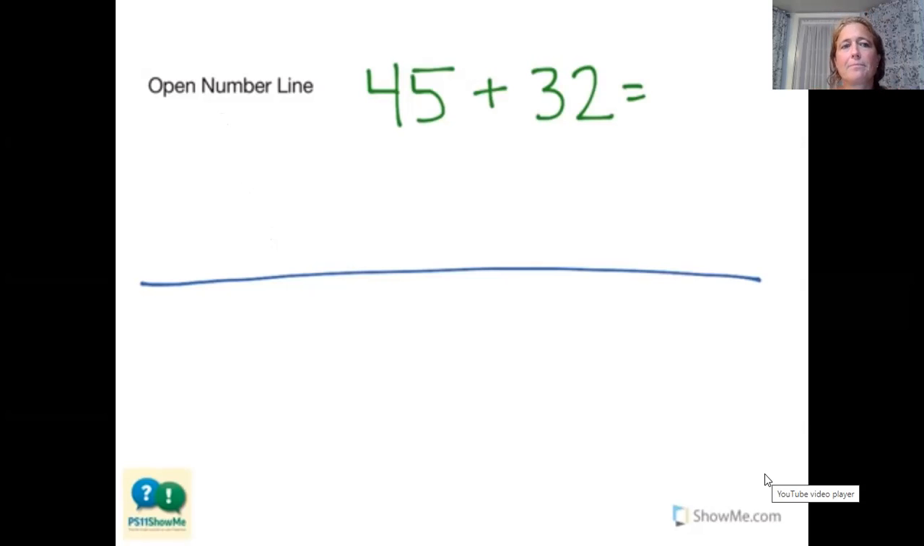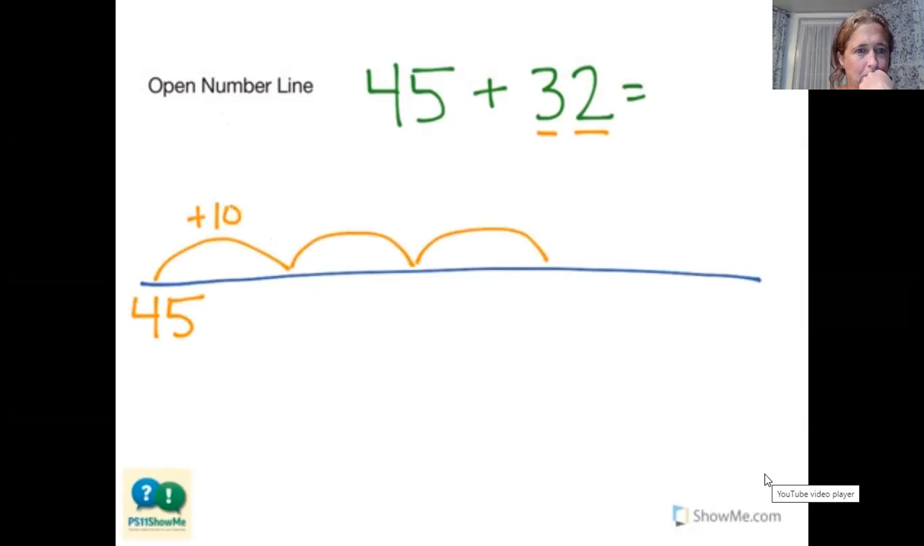So the first thing I need to do is draw my open number line, which I have here, and place my starting number, which in this case will be 45. Now I'm going to add by place, adding the value of each digit in 32. First, I will add 3 tens and represent that with 3 jumps and label. Plus 10, plus 10, plus 10. 45 plus 10 equals 55, plus 10 equals 65, plus 10 equals 75.